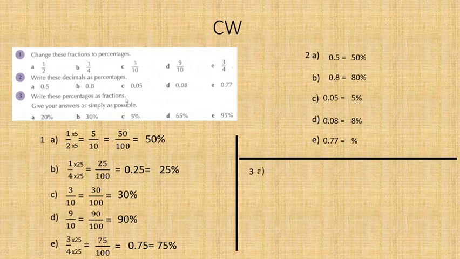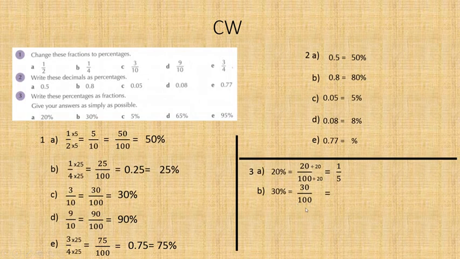Write these percentages as fractions. Give your answers as simply as possible. So you need to simplify the fraction that you will write. So here's 20%. 20% means 20 over 100. It's a part over 100. So you have to make the denominator 100 always. So 20 over 100, if you simplify and divide by 20 up and down, you will find it's 1 over 5. Okay, number B, 30%.